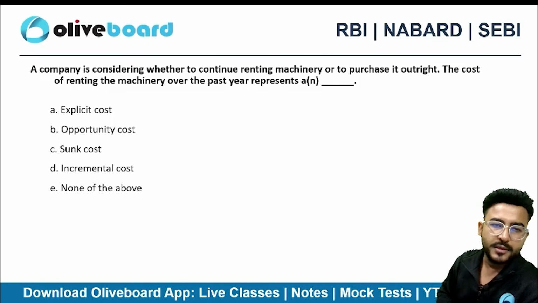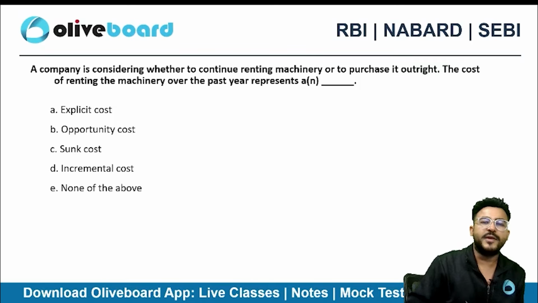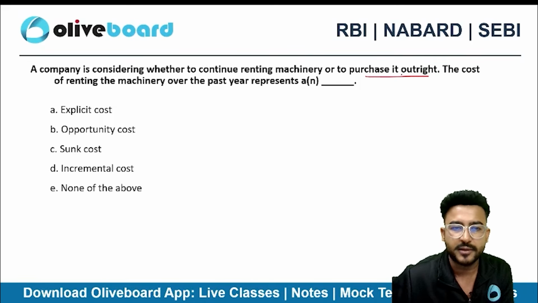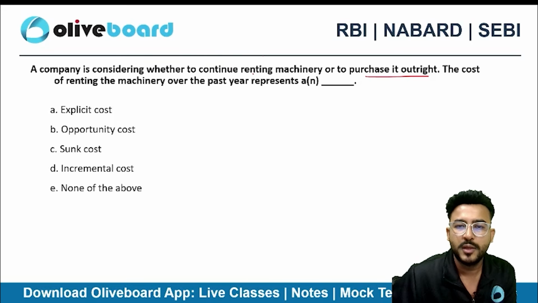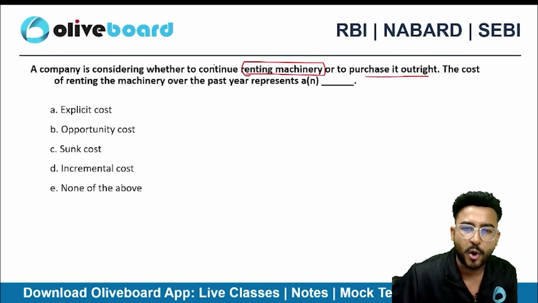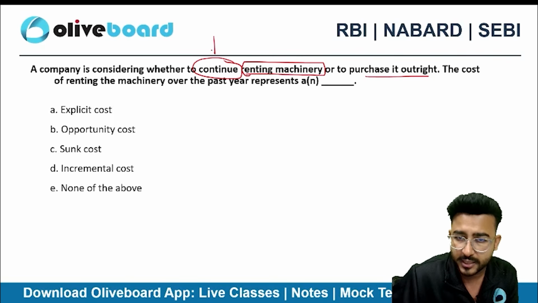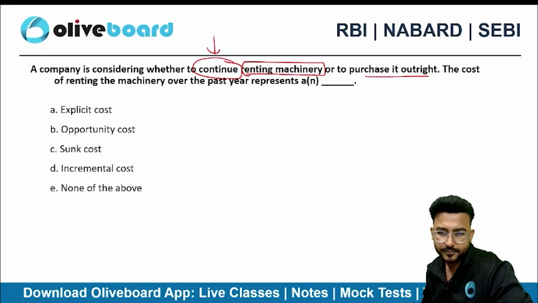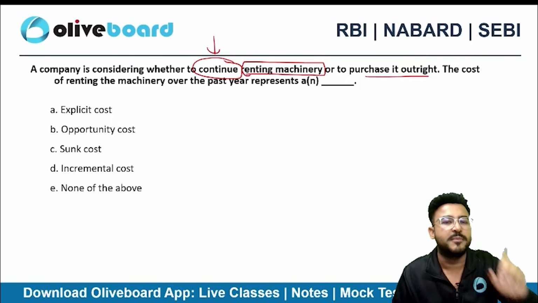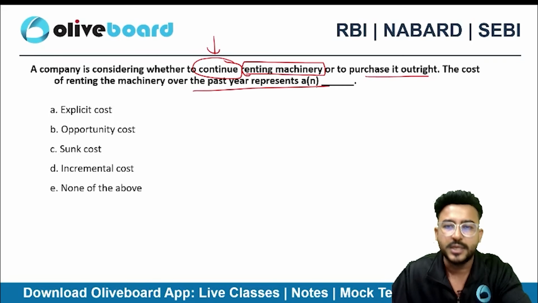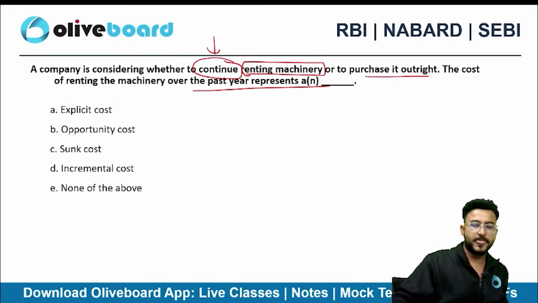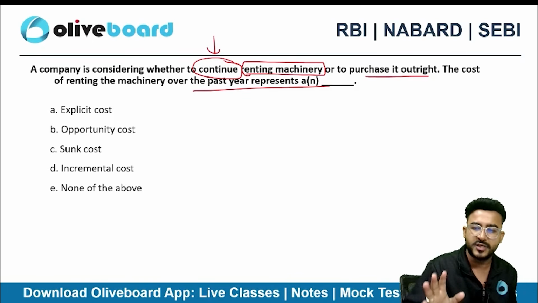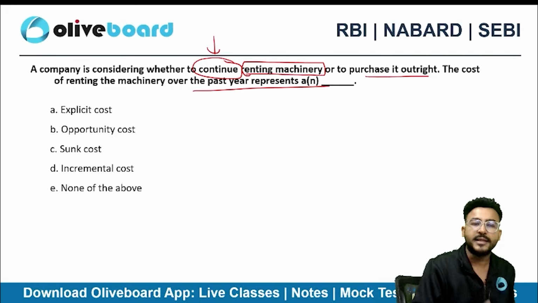Next question. A company is considering whether to continue renting the machinery or to purchase it outright. So as of now, I'm thinking to continue renting a machine, which I'm already doing, or I'm thinking to purchase a new machine. The cost of renting the machine over the past years represents what kind of cost? Options are in front of you. Let me know in the comment section. Take your time and then answer.